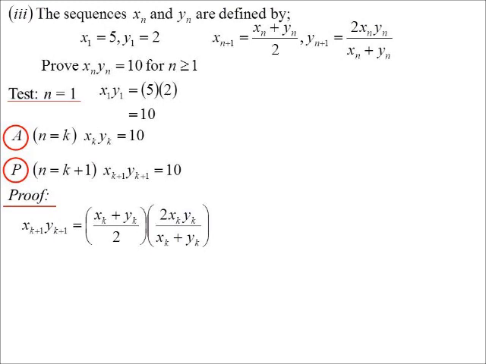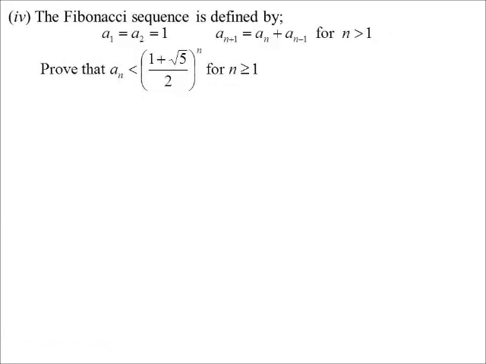So x(k+1) will be (xk + yk)/2, and y(k+1) will be 2xk yk over (xk + yk), and actually it just drops out quite nicely. We can see the numerator and the denominator will cancel, the 2s cancel, it just leaves me with xk yk, which we've assumed is 10. So yeah, okay, that works. It'll always equal 10.